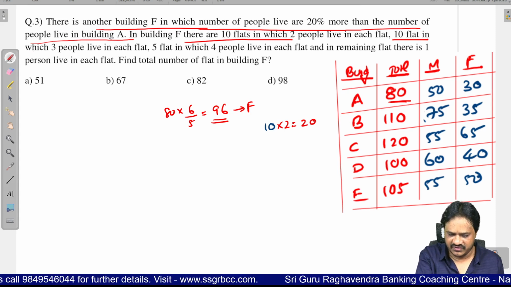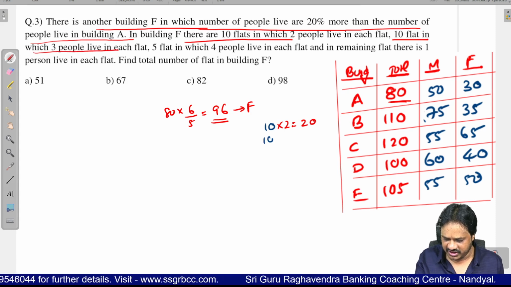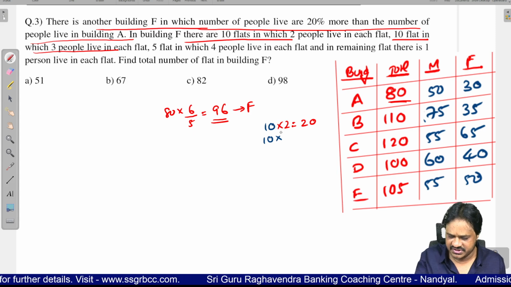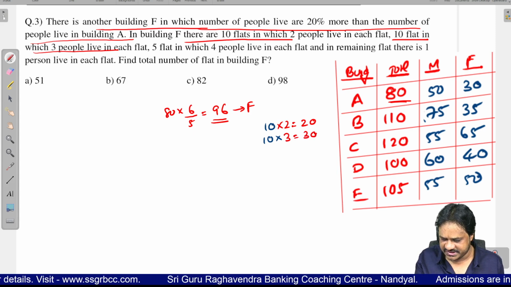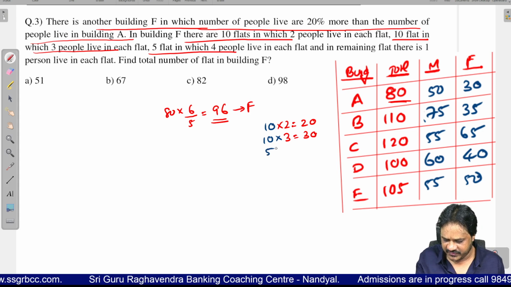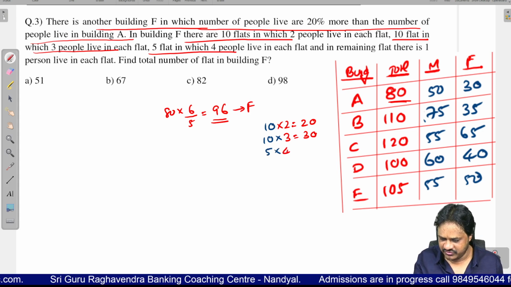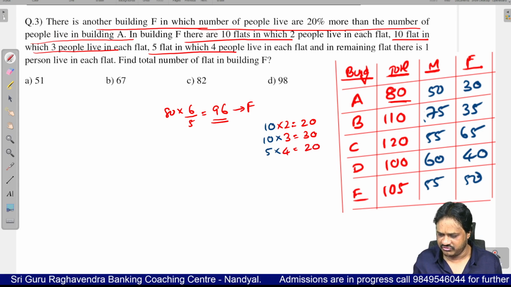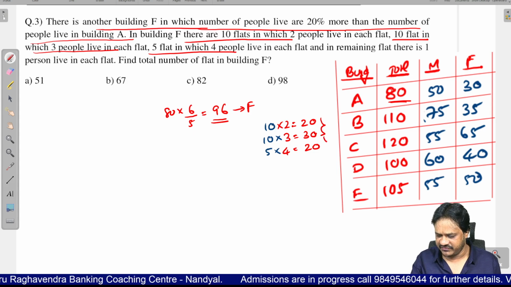Then there are 10 flats in which 3 people are living. Therefore, that is 30 people. 5 flats in which 4 people are living. That will give 20. So 20 plus 30 is 50, and 50 plus 20 is 70.